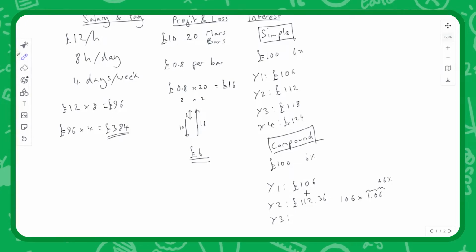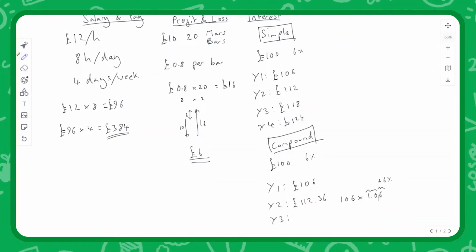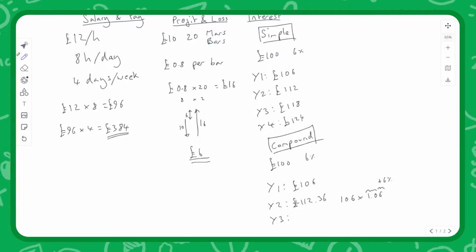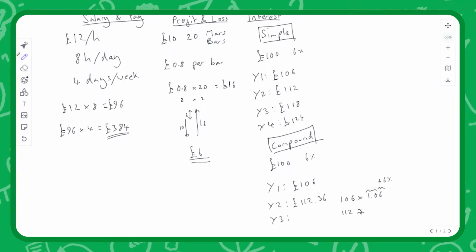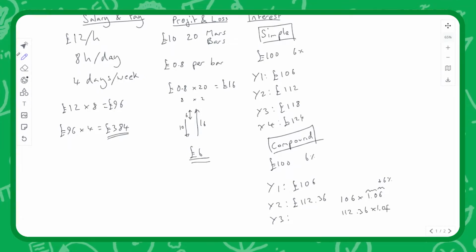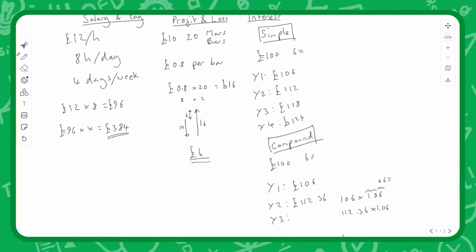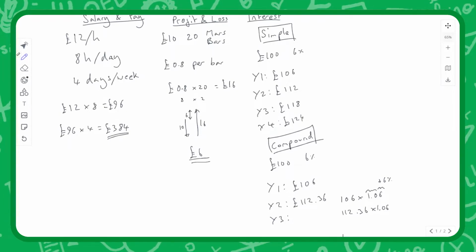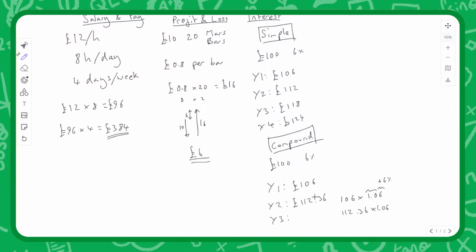We could do another one. So we take what we have after this year and we times that by 1.06, right? We work out 6% on top of this. And so we do 112.36 times 1.06. And we can do that on the calculator. I'm going to be very, very lazy again. 112.36 times 1.06. We end up with 119.1.